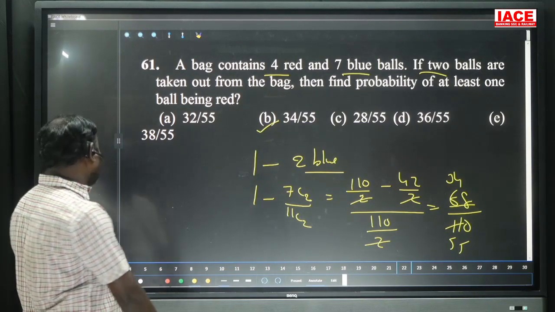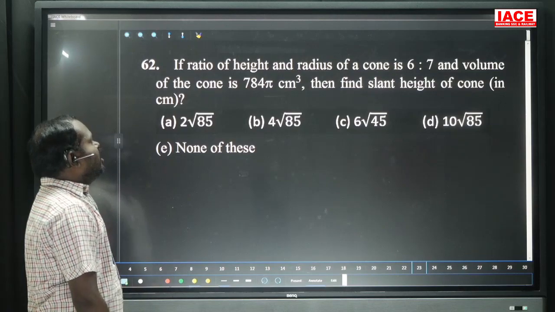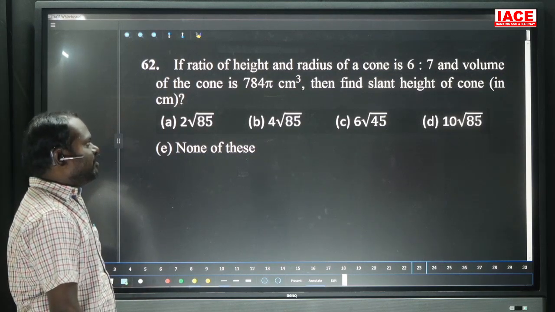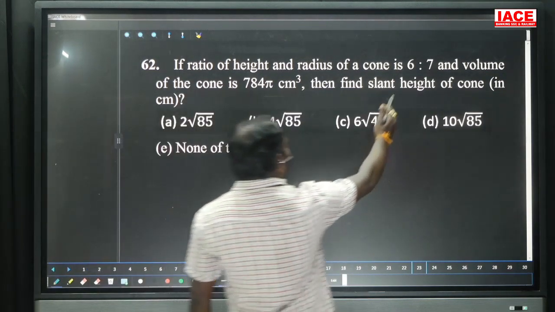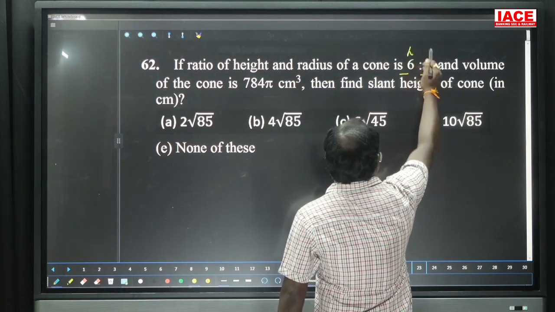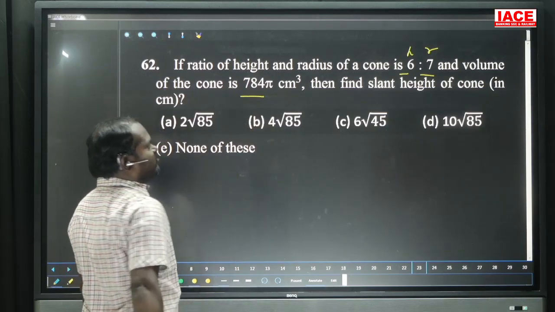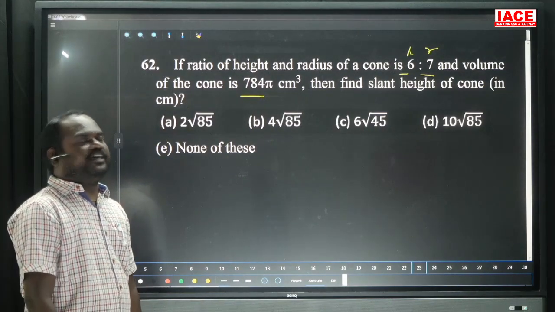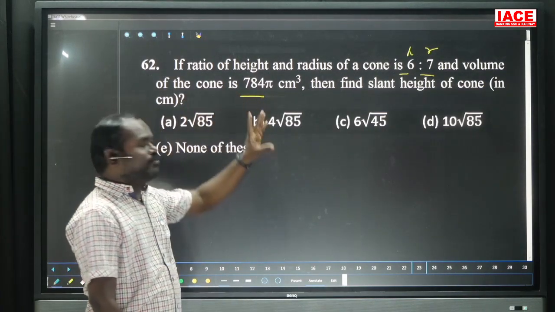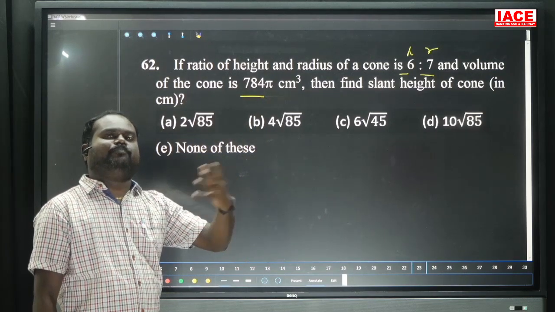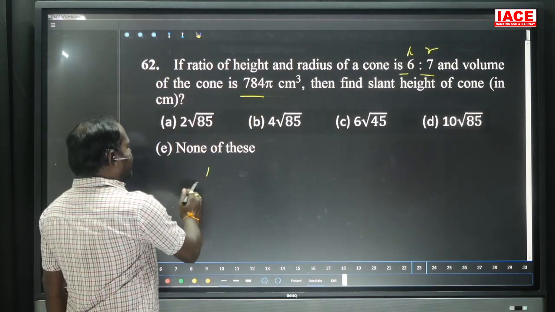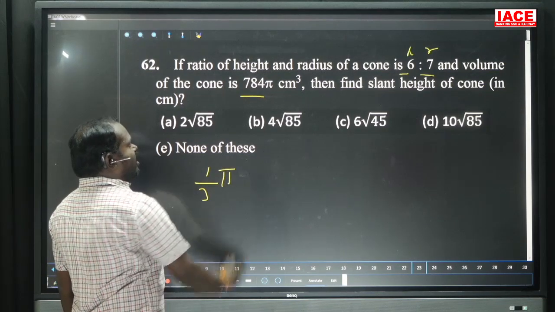Next, if the ratio of height and radius of a cone is 6:7, and the volume of the cone is 784 pi, then find the slant height of the cone. Slant height. So basically he gave the cone volume, 1 by 3 pi r square h.